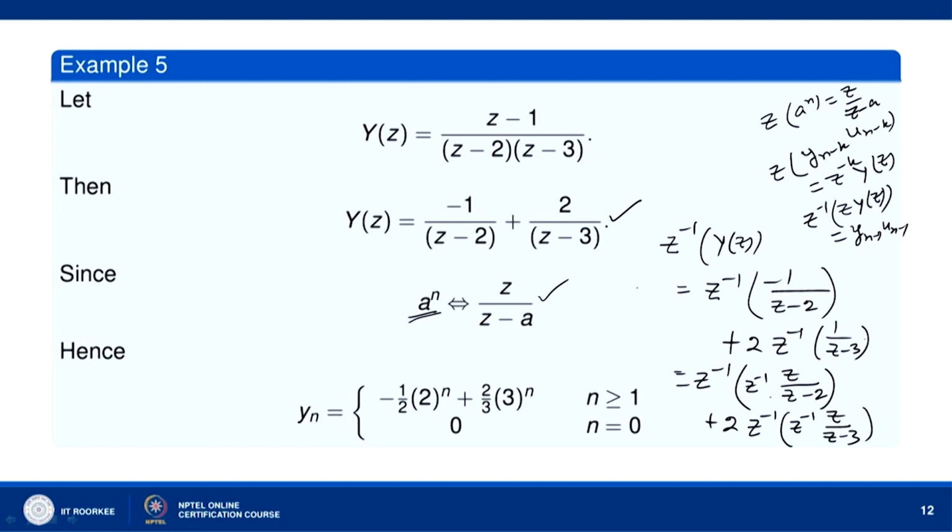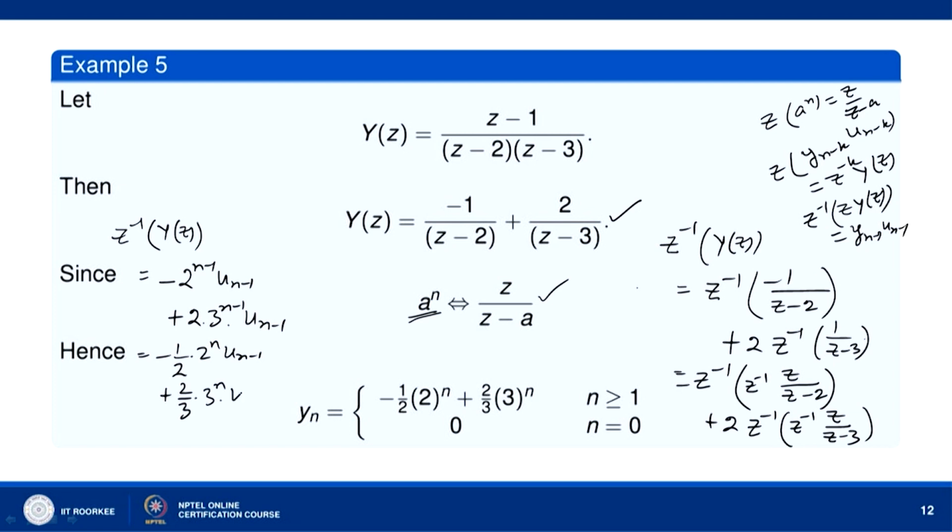So, we will get this as Z inverse of F(z) will be equal to minus 2 to the power n minus 1 u[n minus 1] plus 2 times 3 to the power n minus 1 into u[n minus 1]. Okay. So, this is nothing but you can write it as minus 1 by 2 into 2 to the power n u[n minus 1] plus 2 by 3 into 3 to the power n u[n minus 1].